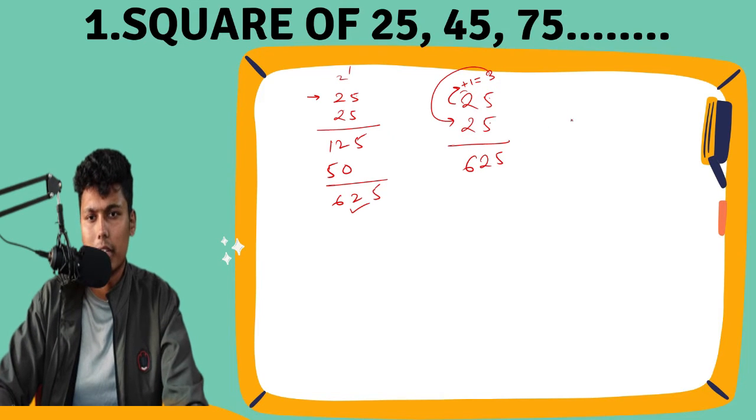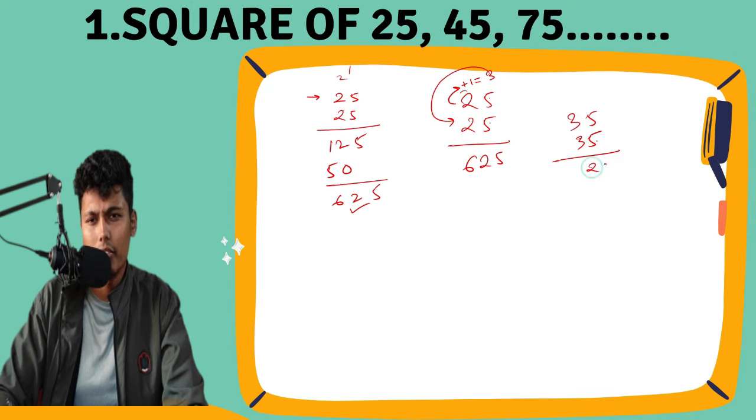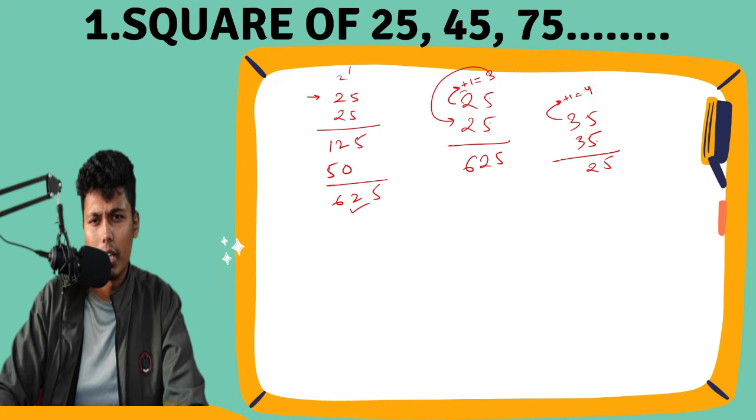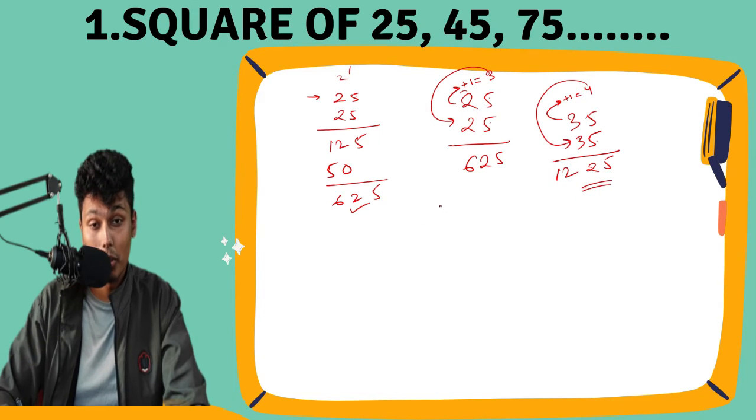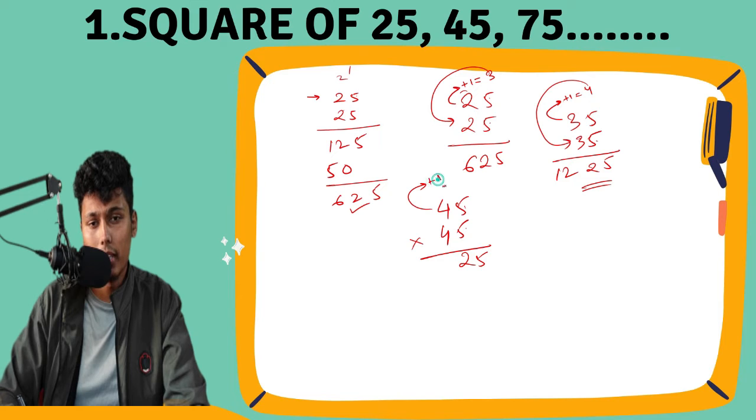Let us take one more example. Let us take 35 into 35. 5 fives are 25. You make this 3 plus 1, that is 4, right? 4 threes are 12. So this is the answer. Let us take some more numbers. 45 into 45. 5 fives are 25. Write down 25. 4 you make plus 1, that will become 5, 5 fours are 20.